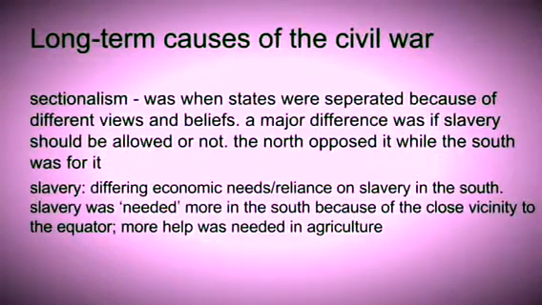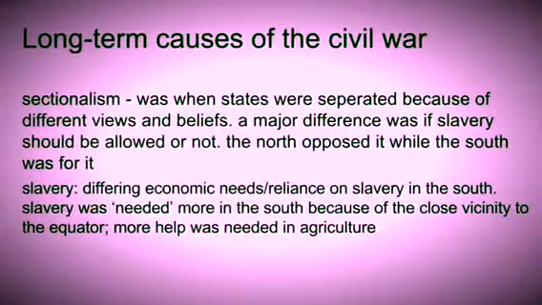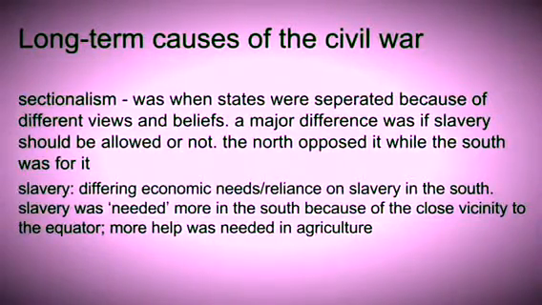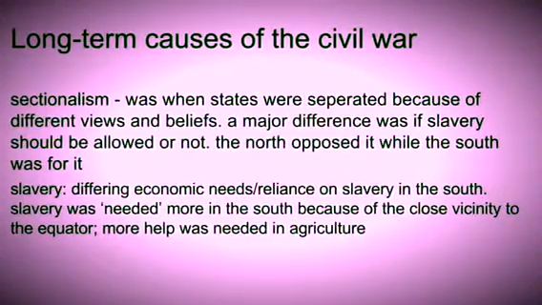Long-term causes of the Civil War. Sectionalism. That was when states were separated because of different views and beliefs. A major difference was if slavery should be allowed or not. The North opposed it while the South was for it.